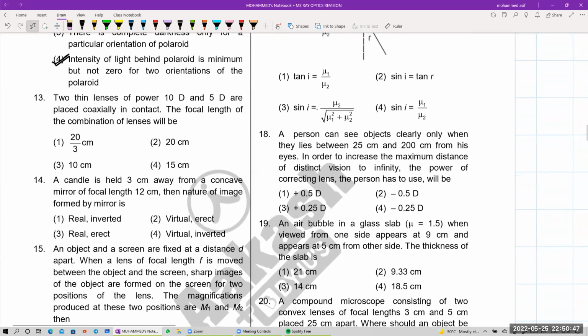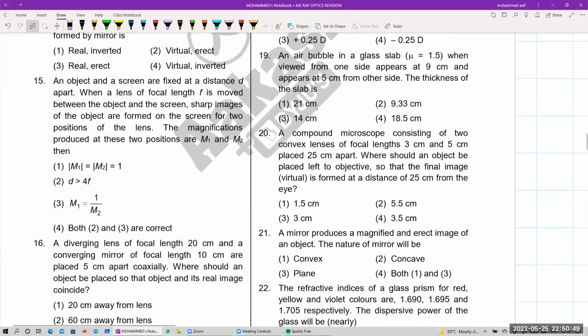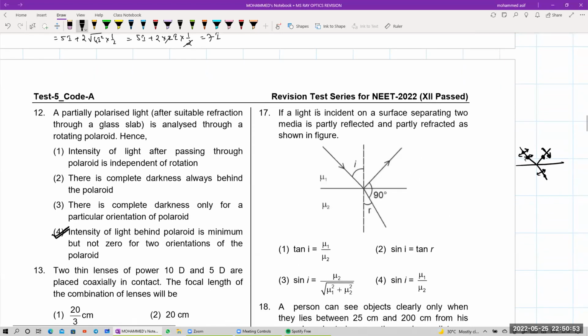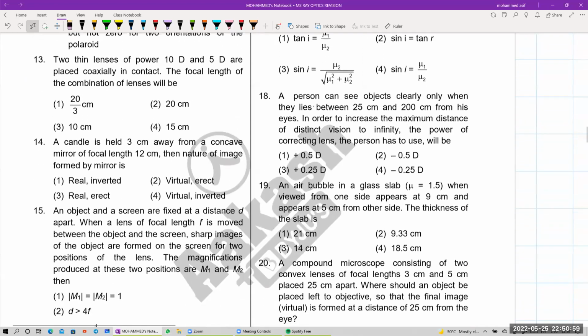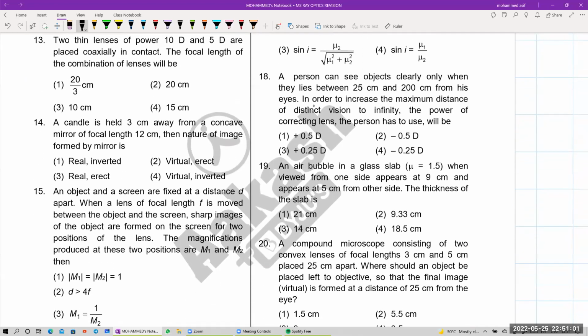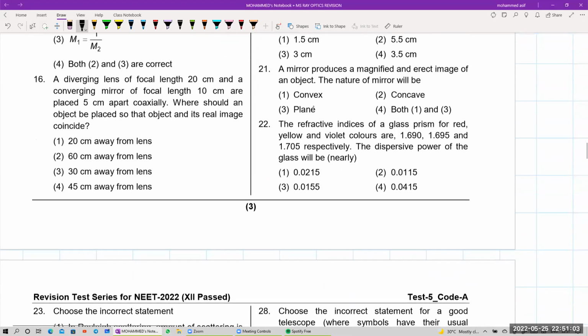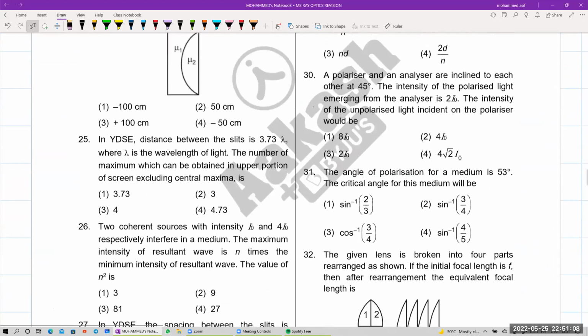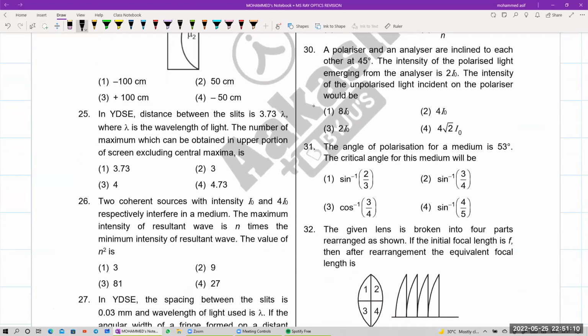The 13th one is about lenses, the 14th is also lenses, the 15th is also lenses, 16 is also lenses. Light is reflected, partially refracted. This is also Snell's law. Percent air bubble, compound microscope, mirror, refractive index, this is also done. Rayleigh experiment, plano concave, YDSE. Let's look at 25.